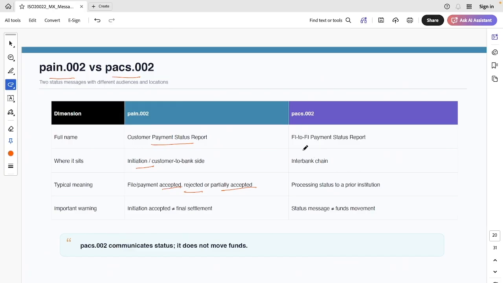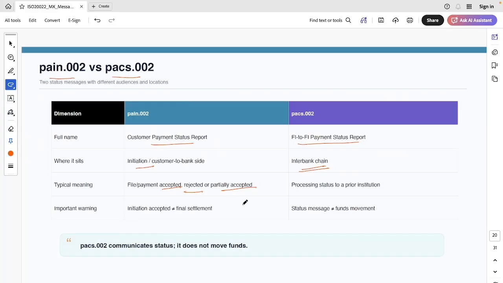Whereas pacs.002 is an FI to FI payment status report. It sits in the interbank chain. It communicates status between financial institutions or market participants, so there is no involvement of non-banking institutions. For example, it can indicate whether a pacs.008 or pacs.009 was accepted, rejected, or pending based on interbank processing rules.